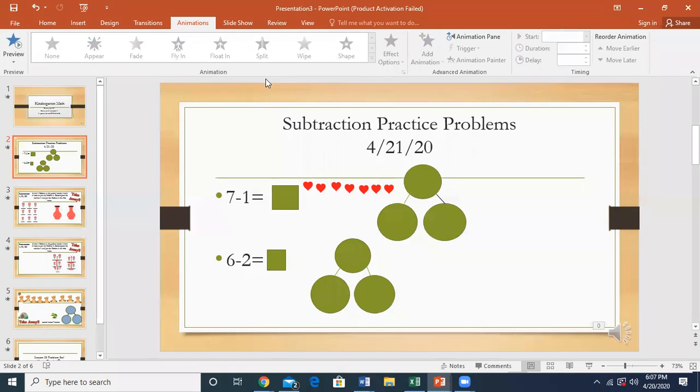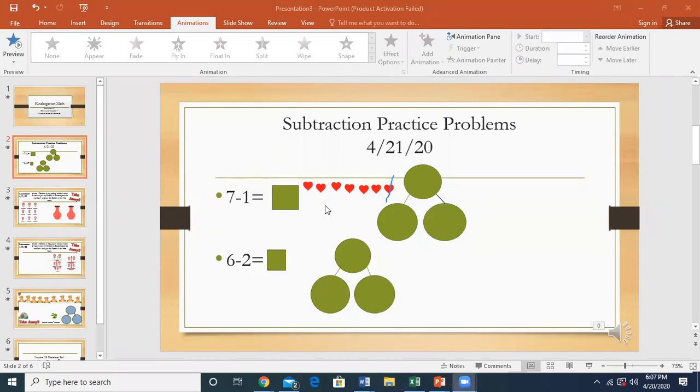What we are going to do next is we are going to take 1 away. I'm going to do that by crossing it out. Crossing out is going to show my taking away of the heart. So I have 7 hearts because that's my total number of hearts. I'm going to cross out 1 heart. Why am I going to cross 1 heart out? Because I have my number 1 right here. I'm taking 1 away from 7. Great job, guys.